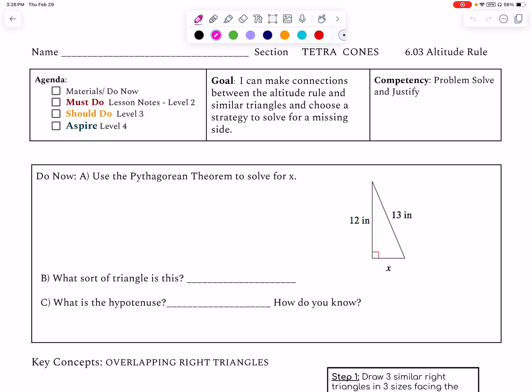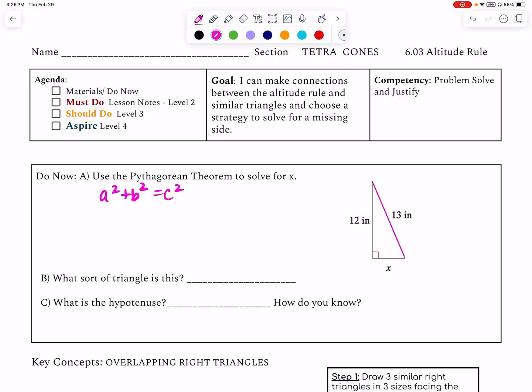So, do now. Use the Pythagorean theorem to solve for x. So the Pythagorean theorem, if you forgot, is a squared plus b squared equals c squared. And c is always the hypotenuse. Go ahead and try out this do now and play once you're ready to move on.